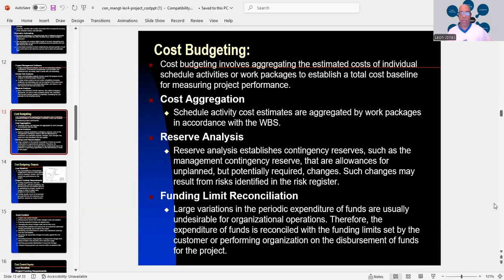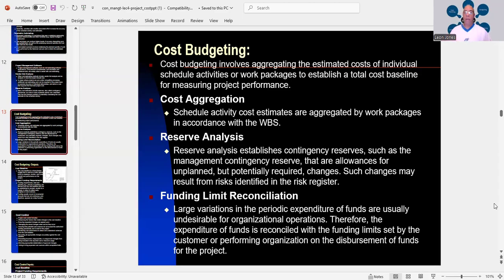So when we deal with cost aggregation, that's where scheduled activity cost estimates are aggregated by work packages in accordance with the WBS. Now, what's WBS? That's the work breakdown schedule. Then you have your reserve analysis, and that establishes contingency reserves such as the management contingency reserve that are allowances for unplanned but potentially required changes. So such changes may result from risk identified in the risk register.